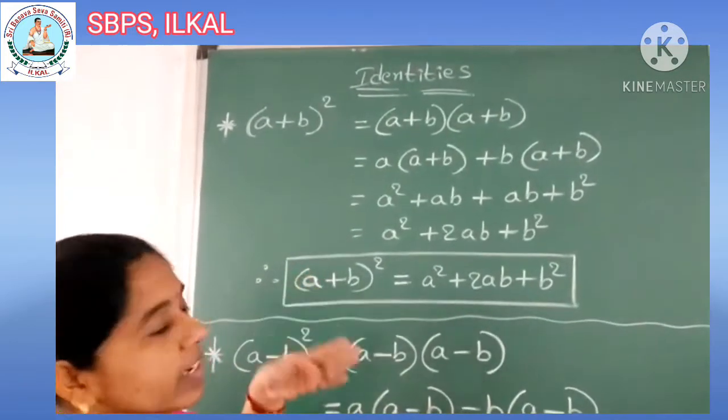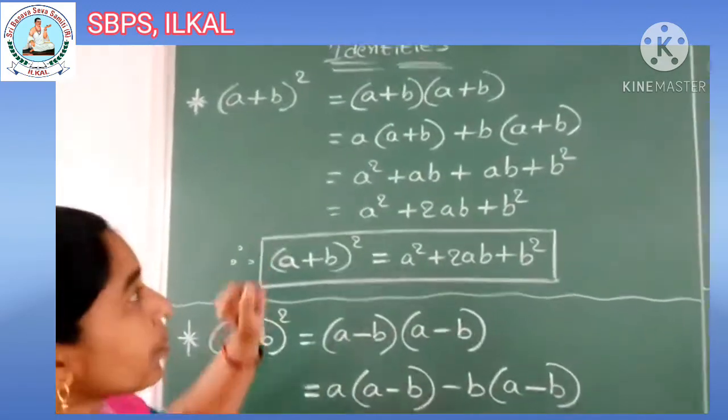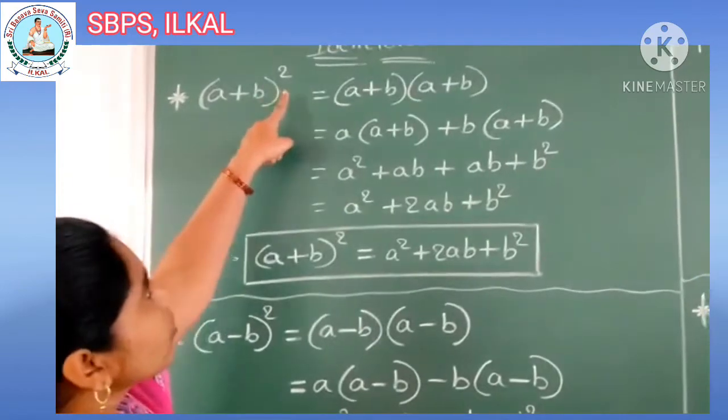Those identities, how they have come after simplification, you are going to learn now. First one, a plus b whole square.